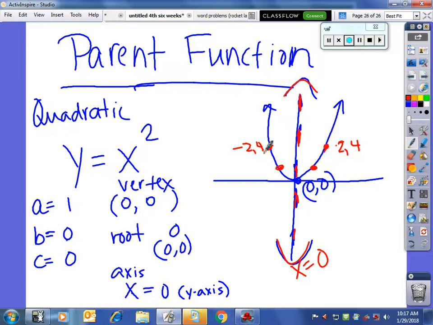What's the y-intercept? Also 0. That's this number at the end, the c number. There is no c number. It's a 0. It's crossing the y-axis at 0. Its vertex is at 0, 0. Its root is a 0.